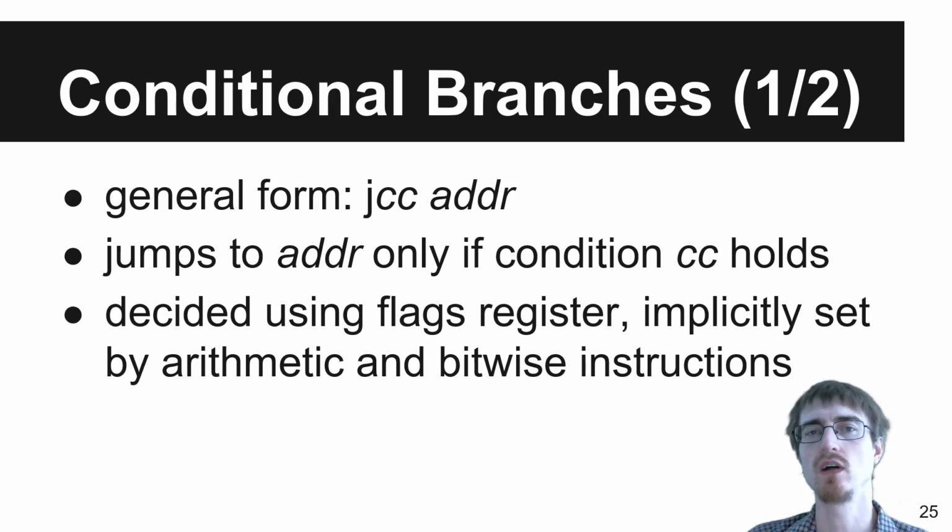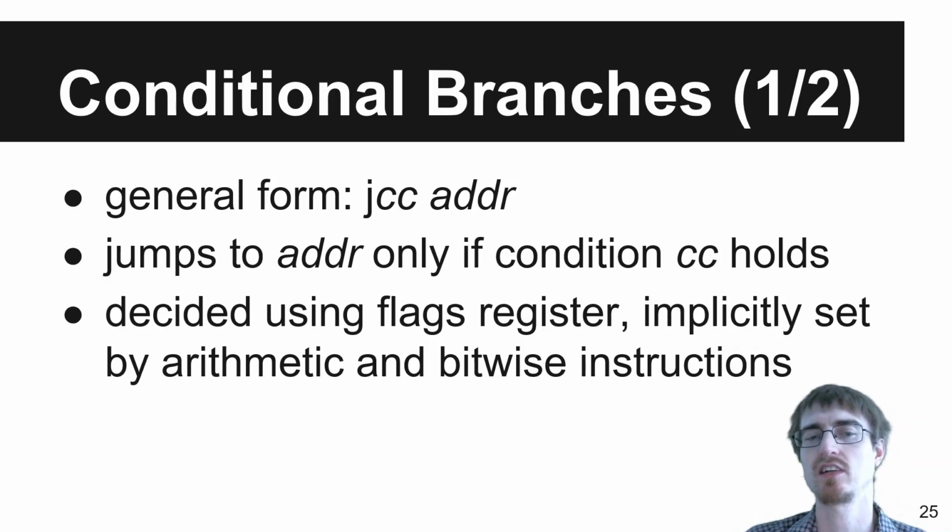So, conditional branches have the general form of the letter J followed by a condition code, which we refer to as CC here. So the CC is replaced by an actual condition code. And then you specify the address. Now this instruction only jumps to the address if the condition CC holds. And if this condition CC does not hold, it does nothing. So it just continues to the next instruction.